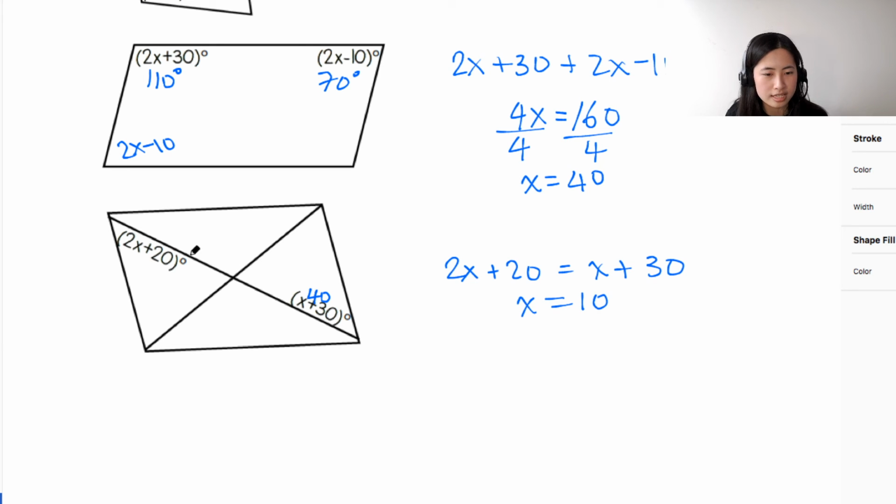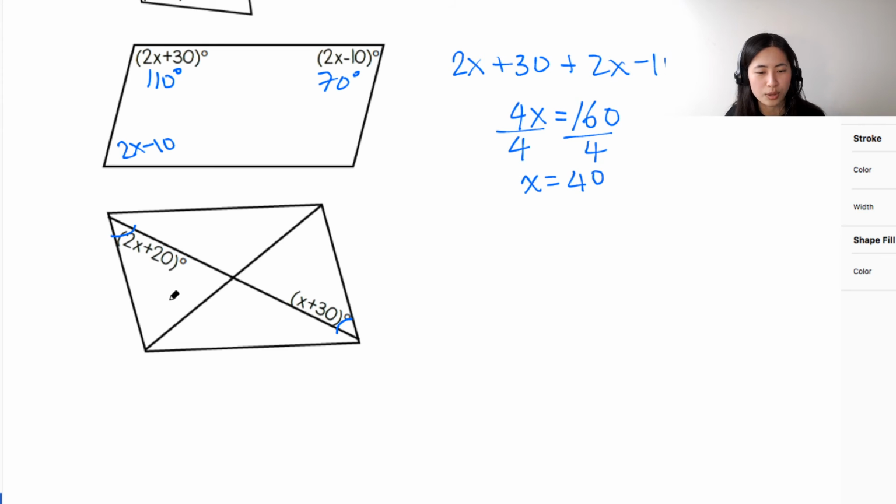Oh, actually, this is degrees. Okay. So if they were diagonals, then you can actually say that. But because they're degrees, right? So yeah, you need to pay attention to the units, right? Okay, great. So this is x plus 30, this is 2x plus 20. So they're saying that this and this, right? What can you say about these two angles, right? So if you try to visualize this, so yeah, pay attention to the units.